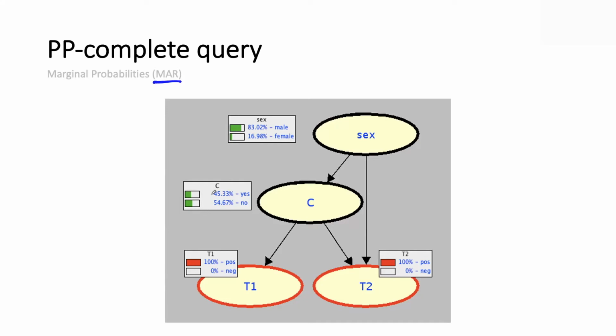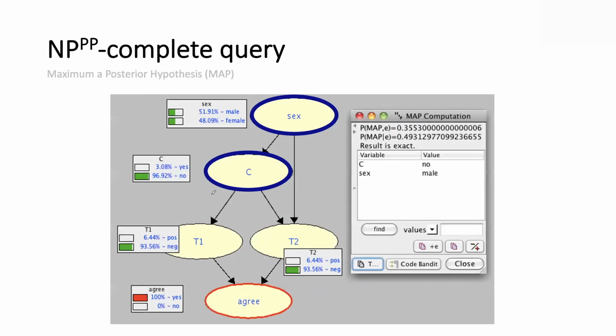So we're going to go to the next level now and look at another query. And this is NP to the PP. And this is known as the maximum a posteriori hypothesis, or MAP. Now, this is similar to MPE, except that in MPE, I'm optimizing over all variables. So I have some evidence and I tell you, go and find me the most likely instantiation of every other variable.